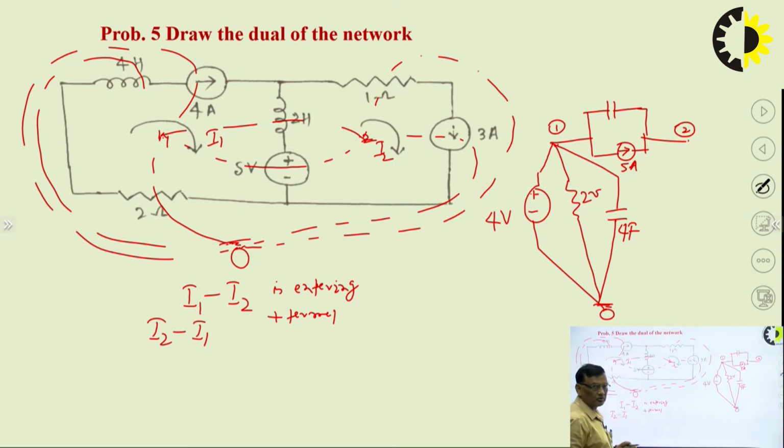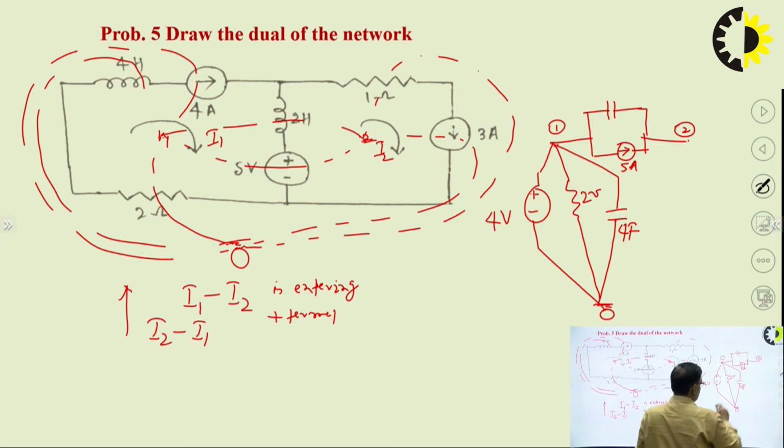There may be another possibility, I2 may be greater than I1. So I2 minus I1 will be entering the negative terminal and leaving the positive terminal. It means I2 minus I1 is supporting the voltage polarity. So when I2 minus I1 is supporting the voltage polarity, in the dual network, the direction of the current source will be towards the node. Which node? Node 2, because node 2 has the I2.